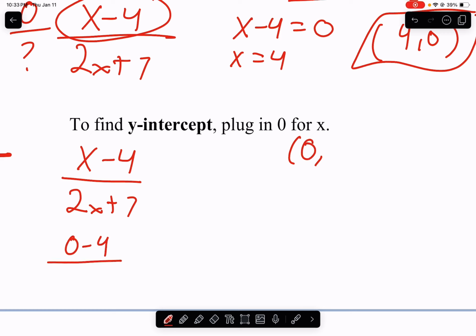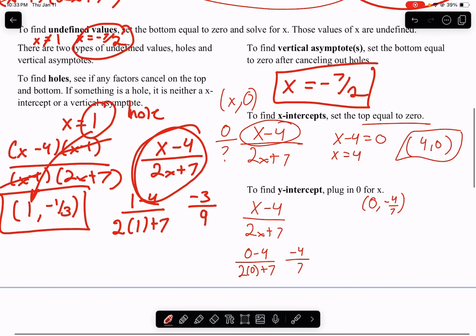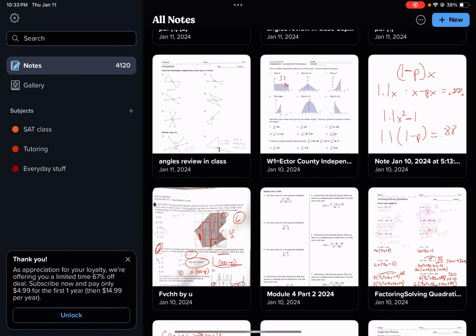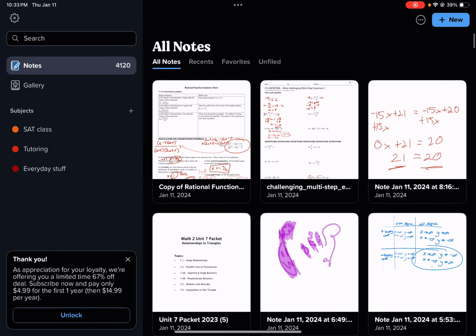So you get 0 minus 4 all over 2 times 0 plus 7. So we end up with -4 over 7. So our y-intercept is -4/7. So it'd be (0, -4/7). Okay, so keep your blue sheet out as we are going through these examples, so you can remember what you have to do for each thing.